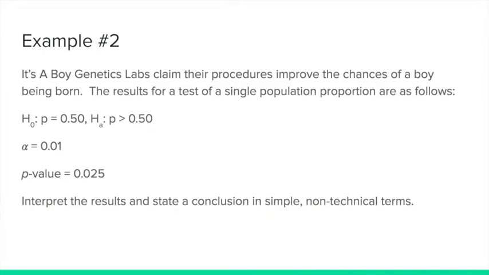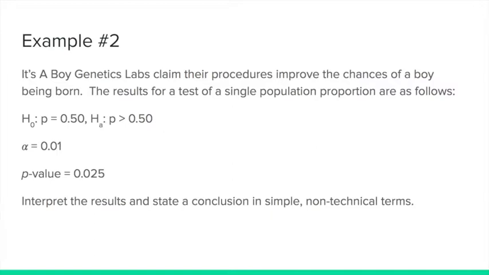We're using a significance level of 0.01, and we do some math and we find a p-value of 0.025. So we want to make a decision, reject or fail to reject, and then interpret that and state a conclusion in a way that makes sense to people who aren't statisticians. So the p-value in this case is higher than alpha. So if the p is high, the null will fly, so we would say we do not reject the null, and so therefore it would appear that the data does not support It's a Boy Genetics Labs in their claim that the proportion of boys is greater than 0.5 using their procedure.